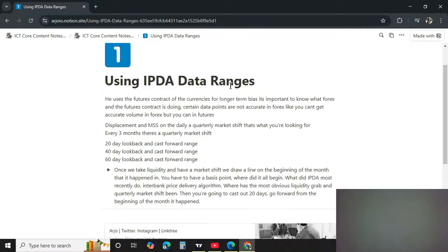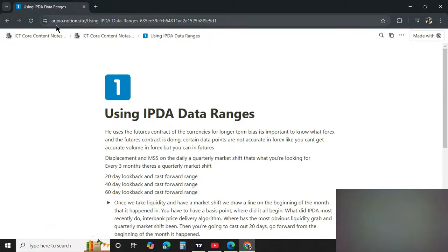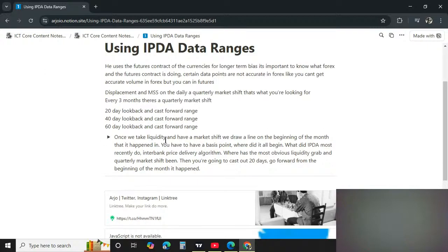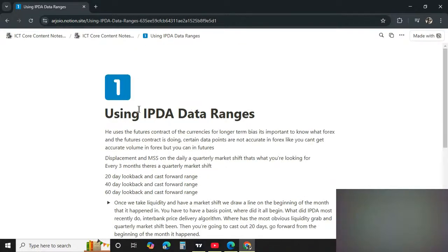ये सारा क्रेडिट, ये जो भी नोट्स वगैरह हैं, ये Arjo की तरफ से हैं, जो कि एक यूट्यूब चैनल है. This is the PDF by Arjo, this is not typed by me, this is typed by Arjo. I don't know if it's Arjo, I don't know, but we are going to use these notes, okay, so let's start that.